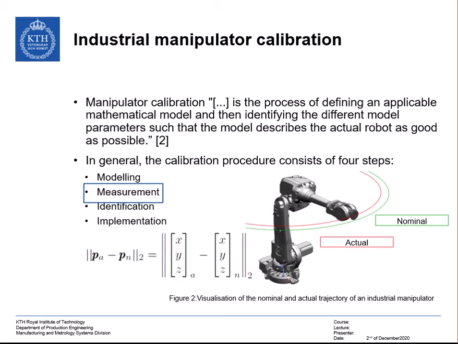It shows the nominal trajectory in green and the actual trajectory in red of an industrial manipulator. In the laboratory, you will use a Leica AT901 laser tracker to measure the actual trajectory of an ABB IRB 6700 industrial robot. Then you will compare the measured actual trajectory with the calculated nominal trajectory to identify the model parameters. The measurement process as presented in the laboratory represents the state of the art as utilized by robot manufacturers. More information can be found in the laboratory description.